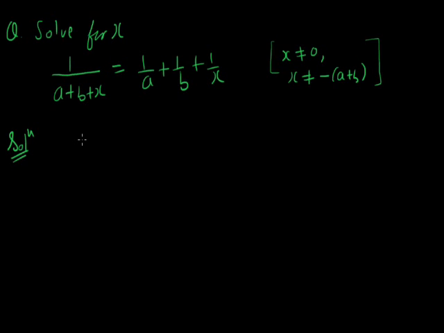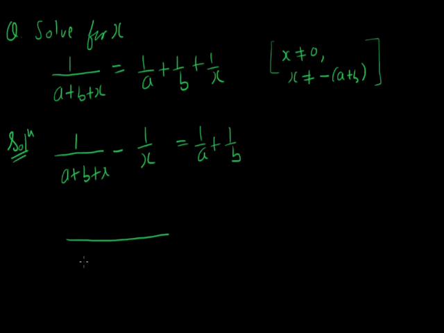Now first of all, we consider a and b as constants and x as the variable. The first step is to shift the variable to one side. So this variable term, 1 upon x, we shift to the left hand side. The equation becomes 1 upon a plus b plus x minus 1 upon x is equal to 1 upon a plus 1 upon b. Now we take the LCM. The LCM of these two is (a plus b plus x) multiplied with x.